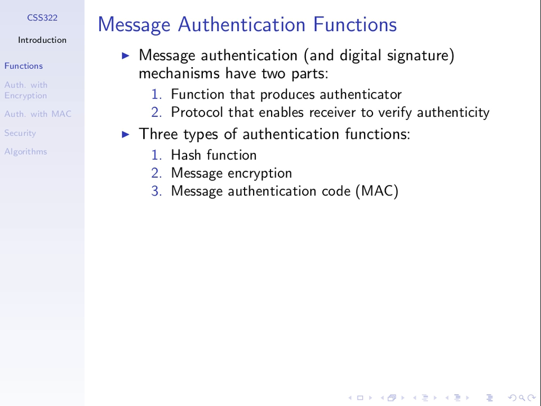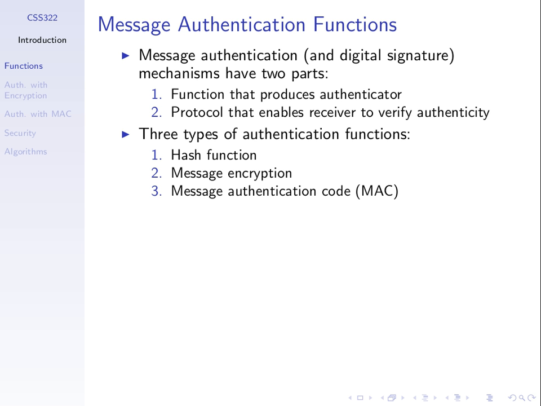There are different types of authentication functions. Last week we saw the hash function as one type. Have a message, calculate the hash of that message, send the hash value. And the receiver can compare the calculated hash value against the received hash value and check. So that's one approach.